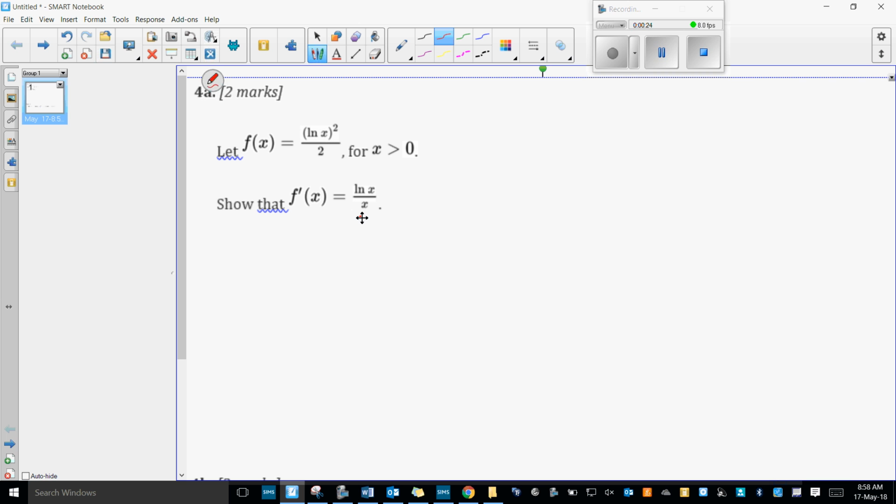Now, what's your gut instinct going to when you see this question? Quotient. Okay, so then you have to say to yourself, what is the quotient rule about? It's when we have a function on the top and a function on the bottom. Do we have a function on the top and a function on the bottom?